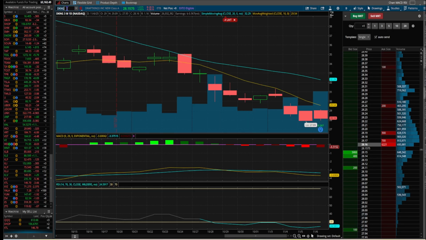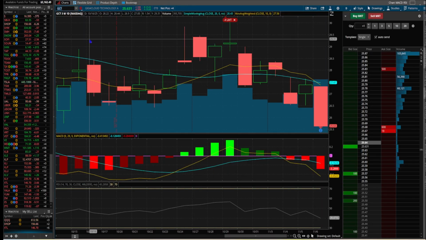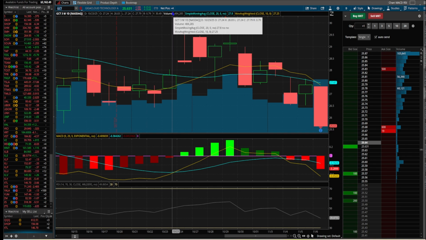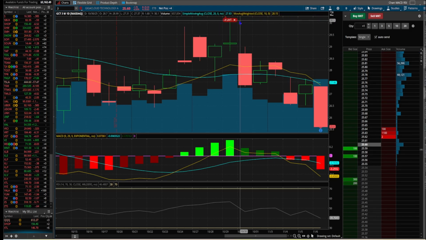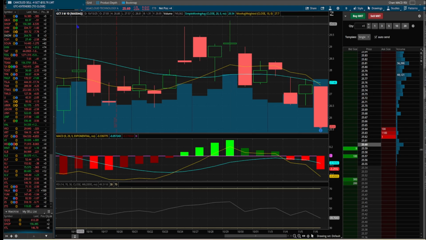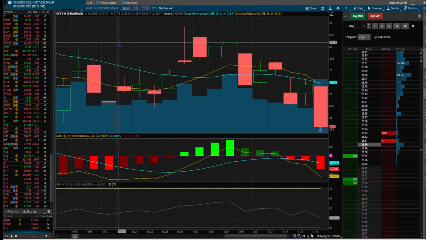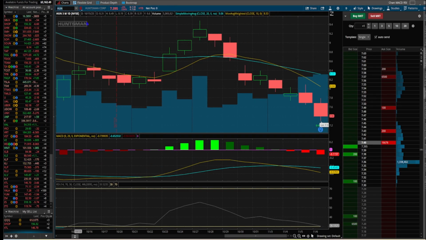Next on the list is GCT, which is GigaCloud. GigaCloud, GCT, I own 4 shares, and with that, I would max out at 16, having 4 shares per book. So all I'm going to do is just cancel this book and move on to the next stock. And the next one is Huntsman, which is HUN. Oh, I don't own any shares of Huntsman.